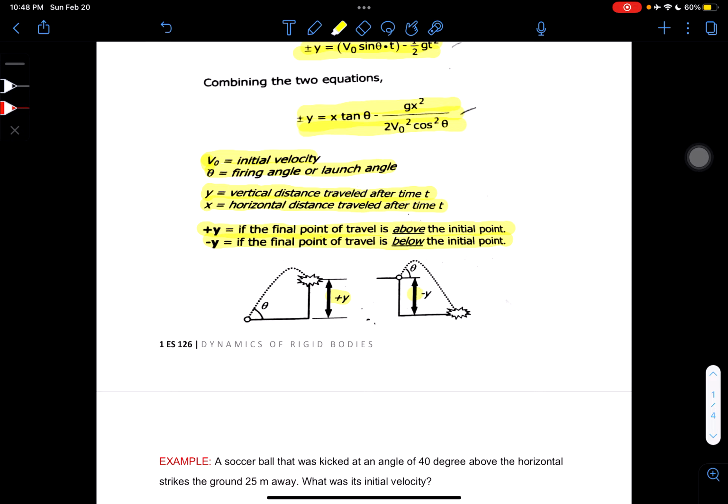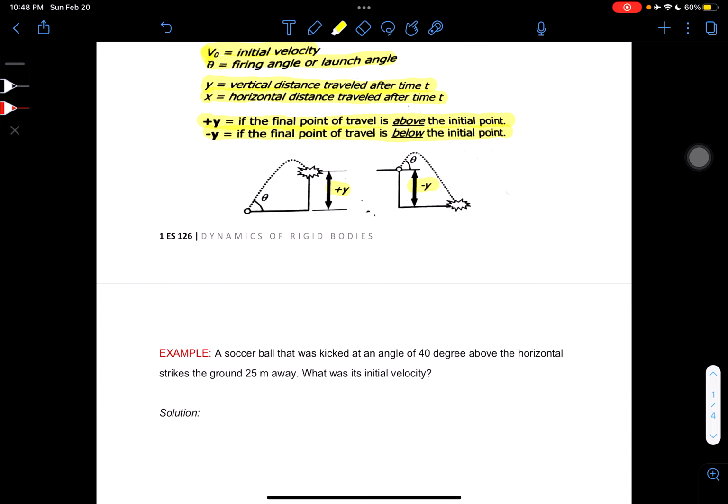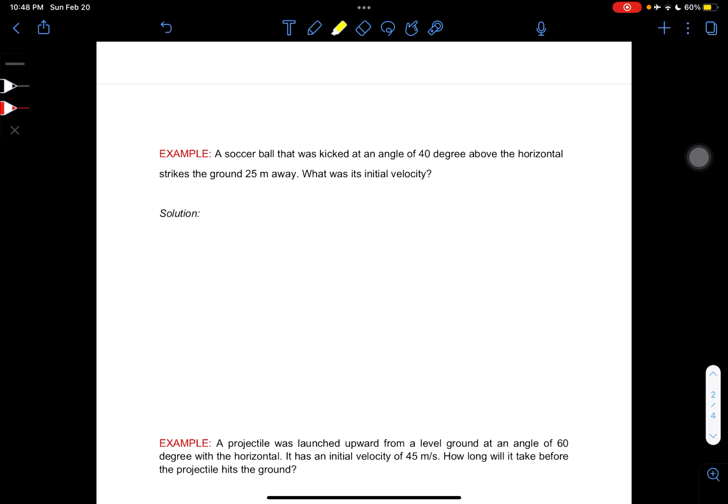So let's have an example for this topic of projectile motion. Number 1: a soccer ball that was kicked at an angle of 40 degrees above the horizontal strikes the ground 20 meters away. What was its initial velocity? So first, we need to draw our diagram so that we can understand better. The problem gives us a soccer ball, and the ball was kicked at an angle of 40 degrees.